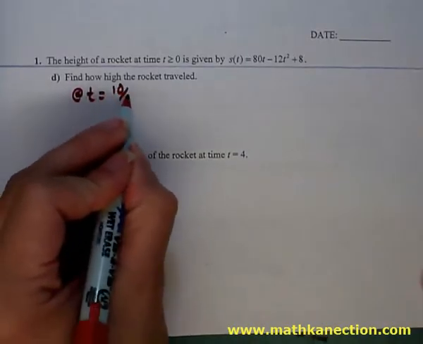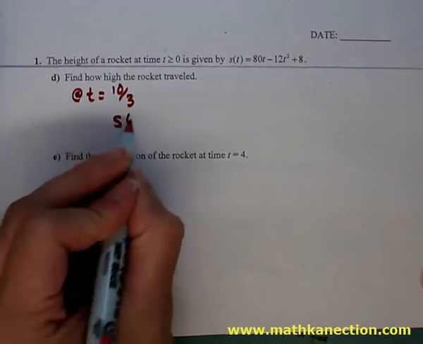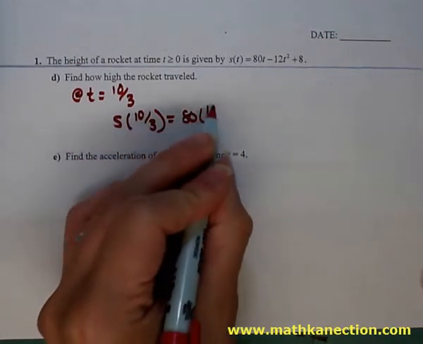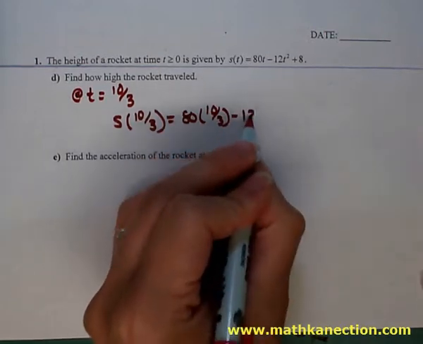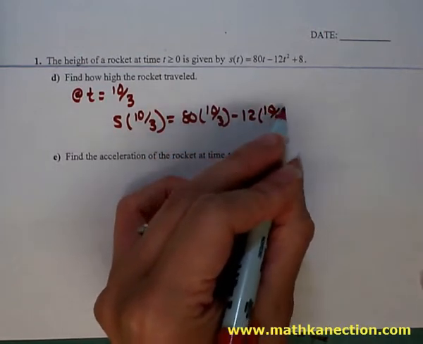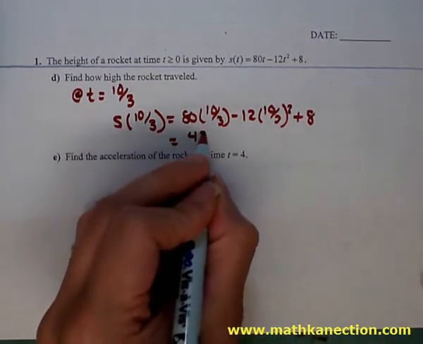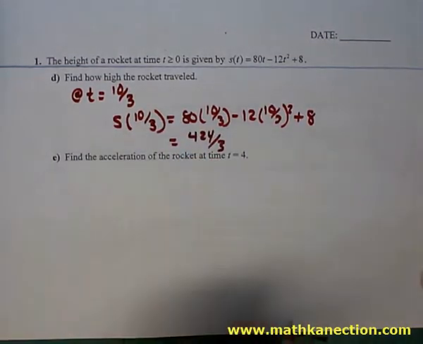Now to find out how high that rocket traveled, when t = 10/3, replacing 10/3 into the position equation will get our position of that rocket at t = 10/3, which gives an answer of 424 over 3.